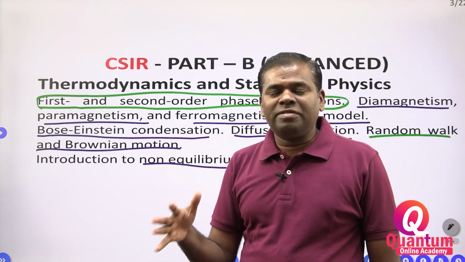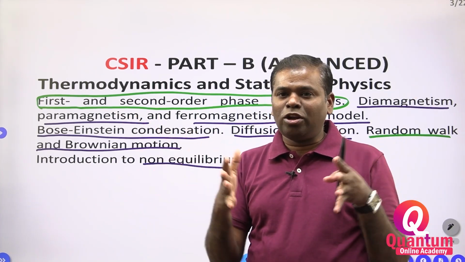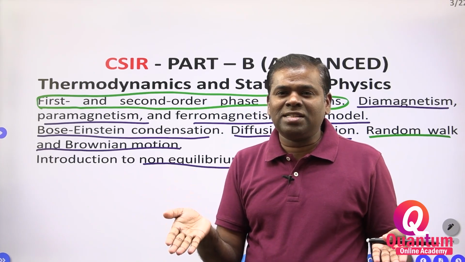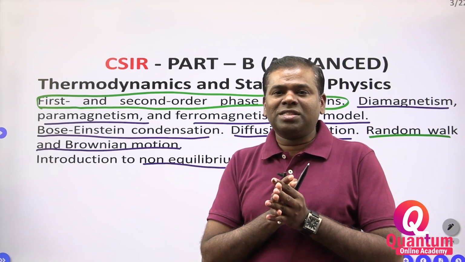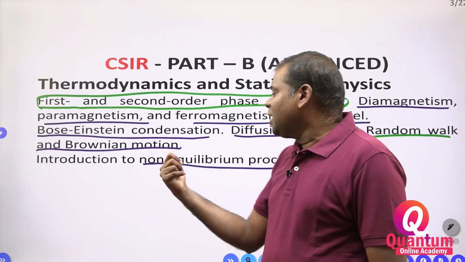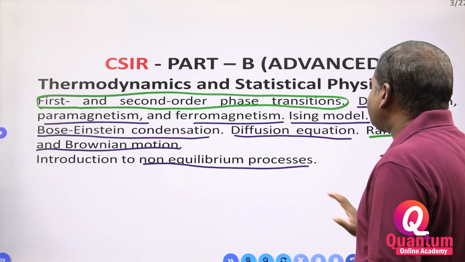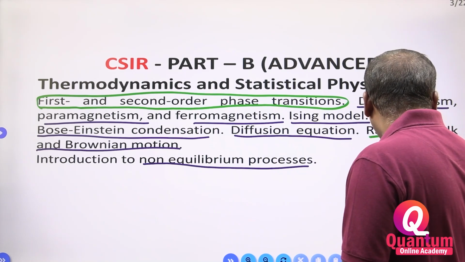Once upon a time, we were thinking those things are equilibrium processes. Now, all equilibrium processes are not existing. Non-equilibrium processes only exist. So, this area is very, very important. This is the syllabus of CSIR part A and part B.